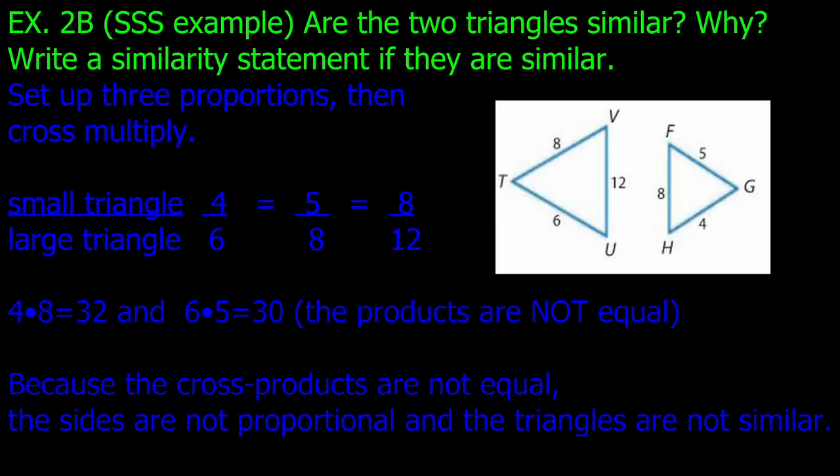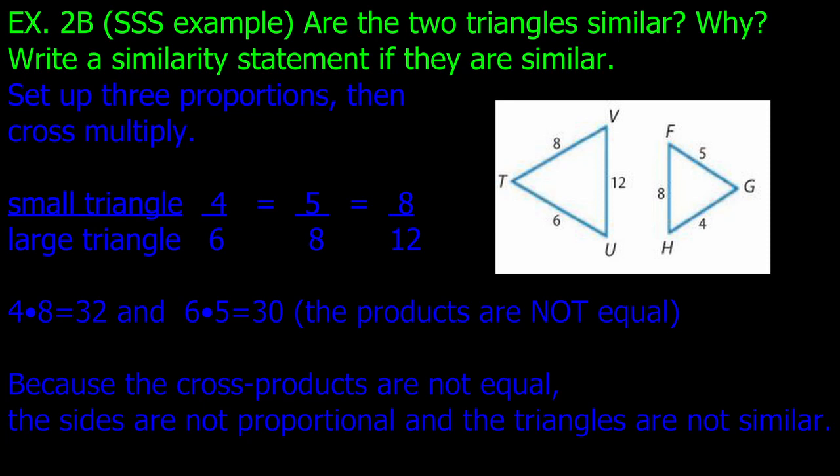Here's one that doesn't work. Same idea. Set up the three proportions, then cross multiply. The small triangle, smallest side is 4. The medium side is 5. And the large side is 8, so those go across the top. Then on the bottom of the fraction, you put the large triangle's sides. So the smallest side from the large triangle is 6. The medium side is 8. And the large side is 12.